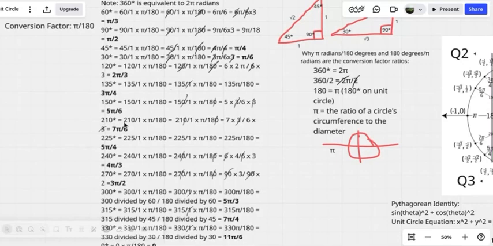210 degrees in radians is 7 pi over 6. Do all this, cross cancel the zeros and the degree sign, left with 21. So 7 times 3 is 21, 6 times 3 is 18, and you're left with 7 pi over 6 radians.